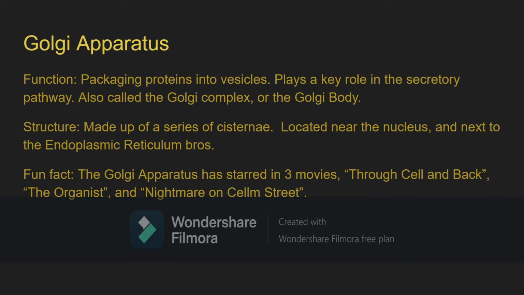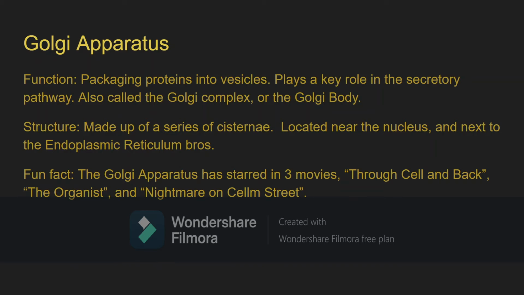The Golgi Apparatus, this is the last one for my half of the project. The function is packaging proteins into vesicles, and it plays a key role in the secretory pathway. You'll hear it referred to as the Golgi complex or the Golgi body. All of those are acceptable. It's made up of a series of cisternae. It's located near the nucleus, next to the two endoplasmic reticulum rows that we talked about earlier.